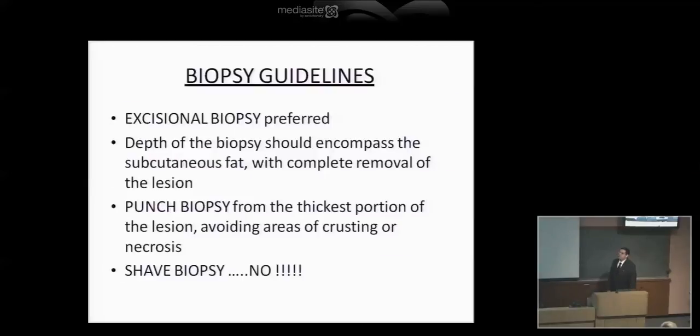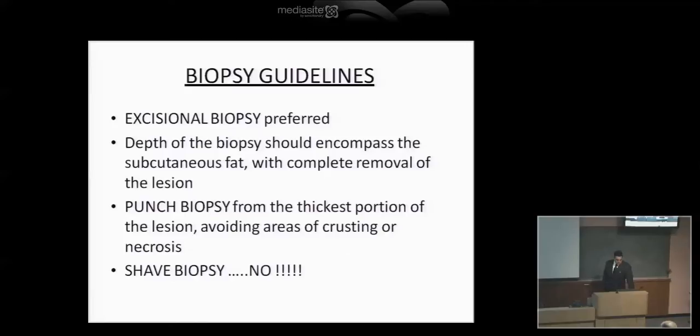Biopsy guidelines. An excisional biopsy is the best biopsy for a melanoma because it removes the entire lesion and helps us stage the melanoma with regards to its thickness. The depth of the biopsy should include the subcutaneous fat with complete removal of the entire lesion. If the lesion is large, and a complete excisional biopsy initially would leave a large cosmetically inappropriate defect, then a punch biopsy can be taken.